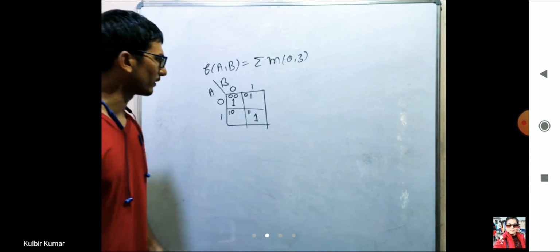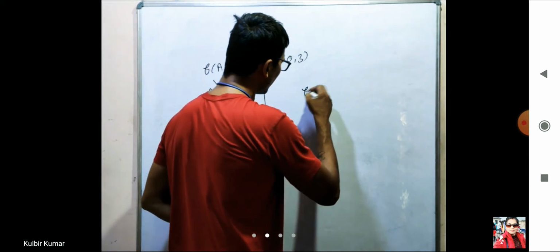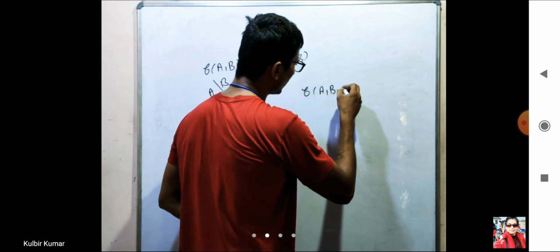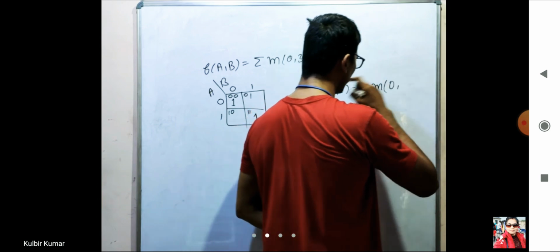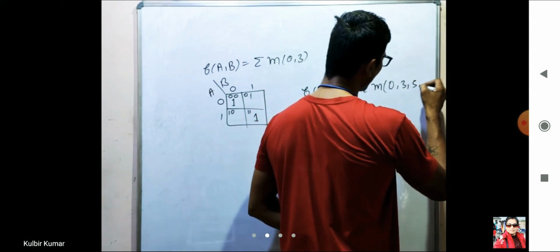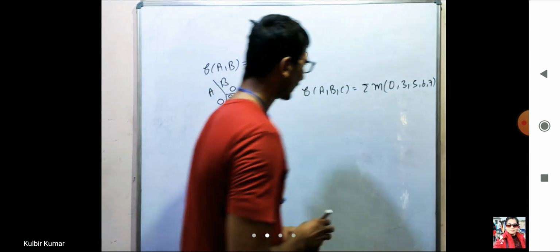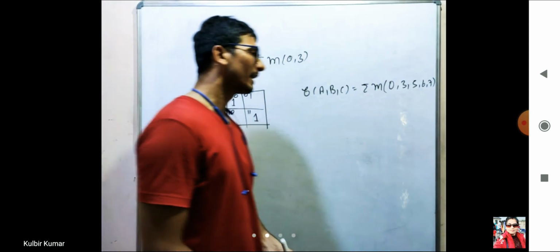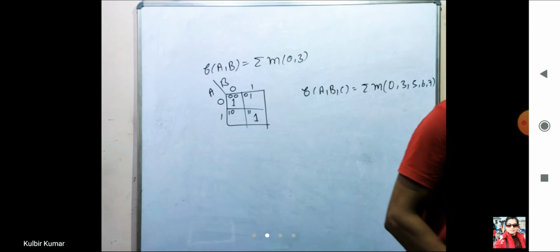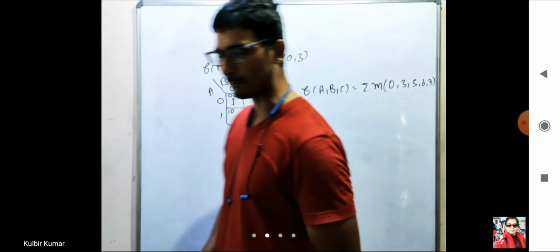Okay, so let us take one more example. It is some function of a, b and c, and let us take it is summation of some min terms like 0, then take 3, then 5, 6 and 7. राइट. सो अगर हमारे पास टोटल 3 वेरिएबल्स हैं तो K मैप में टोटल 8 सेल्स बनेंगी. 2 पावर 3 दैट इज नथिंग बट 8. तो टोटल 8 सेल्स बनेंगी.